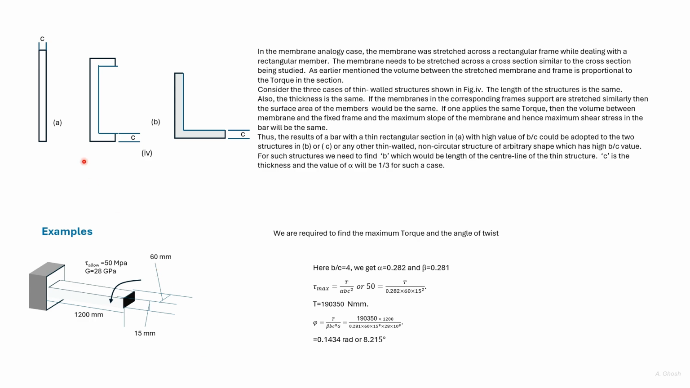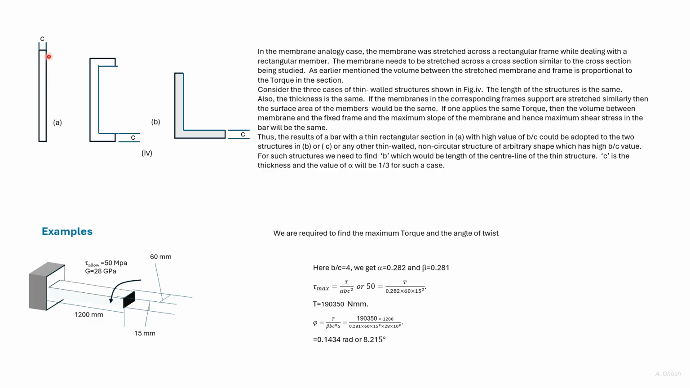Here we have three thin-walled structures which have the same centerline length and thickness. Hence, the areas of these structures are the same. If a membrane is bloated over these structures, then the volume will be the same and the maximum slope will be equal. Hence, if the same torque is applied to these structures, then the maximum stress will be equal.